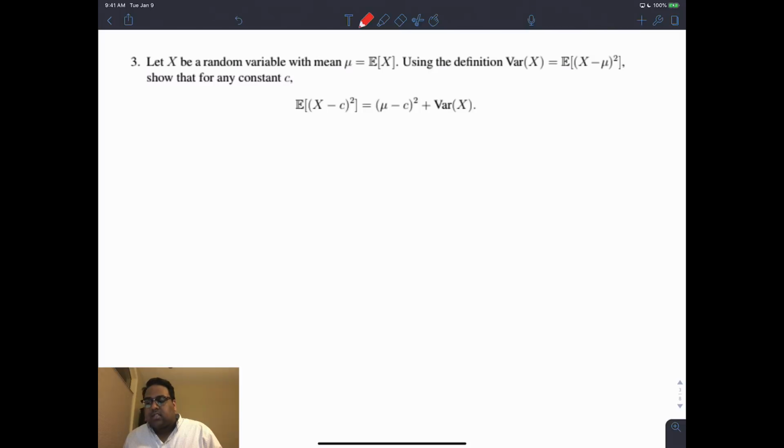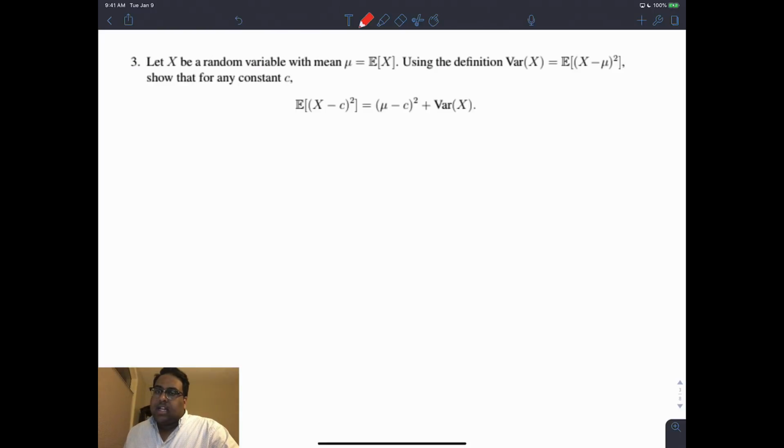So we're told that X is some random variable with expectation equal to mu. Using the definition of variance as being the expectation of the squared distance of X from its mean, show that for any constant c this equality holds. Okay, so what we could do is start with the left-hand side and manipulate it and show that it's equal to the right-hand side, or start with the right and show that it's equal to the left, or just work on both and arrive at some middle ground. But what I'll do is start with the left-hand side and show that it's equal to the right-hand side.